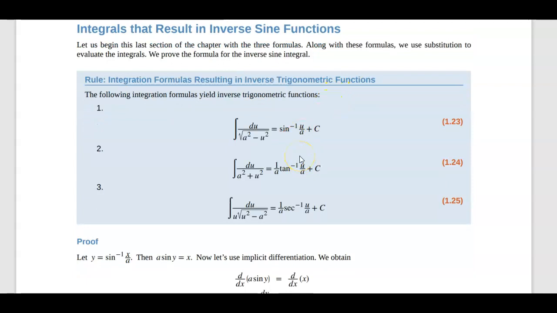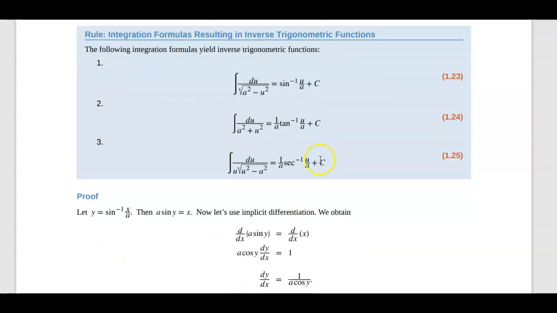And we can be a little more generic because we don't just have to have sine inverse of x. We could do this for sine inverse of u over a, right? So we have slightly more generic forms here. Integral du over square root a squared minus u squared is sine inverse of u over a. Integral du over a squared plus u squared is 1 over a tangent inverse u over a. And integral du over u square root u squared minus a squared is 1 over a secant inverse u over a.